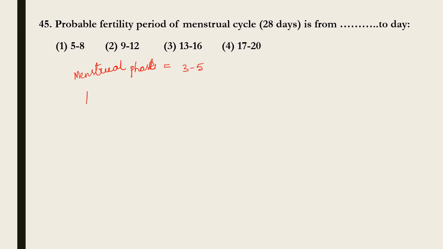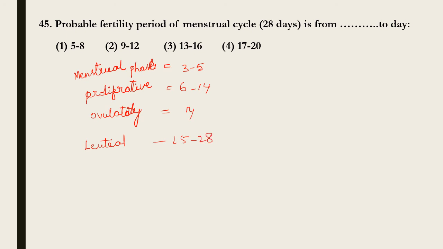The next one is the proliferative phase, from the 6th day to the 14th day. Then the ovulatory phase, that is on the 14th day. And next, the luteal phase from the 15th to the 28th. So these are the phases we know. The ovulatory phase means the ovum is released on this 14th day.